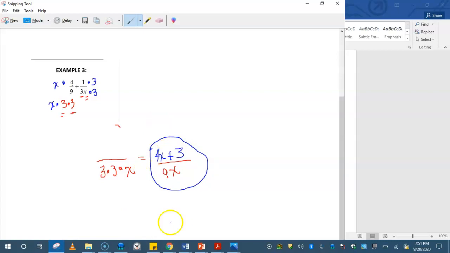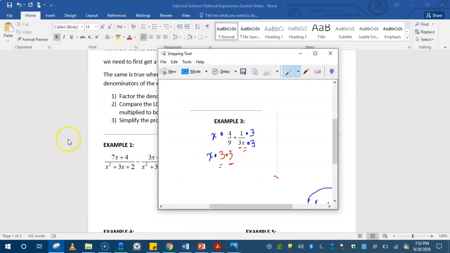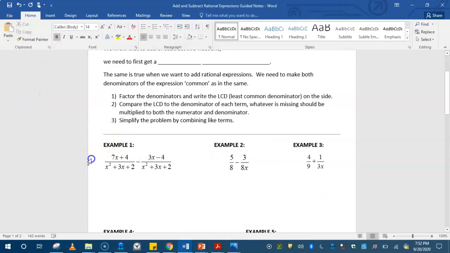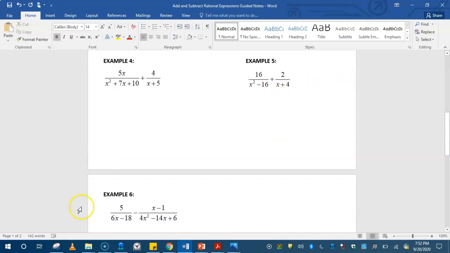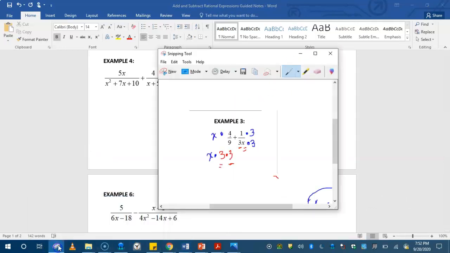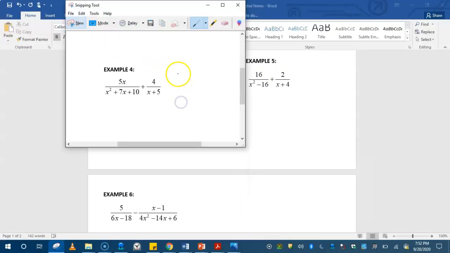Again, finding the least common denominator, multiplying what's missing from the two fractions, both numerator and denominator, by that amount, and then combining them and combining like terms. Let's go to the next example. Yeah, we're kicking it up a notch with example 4.